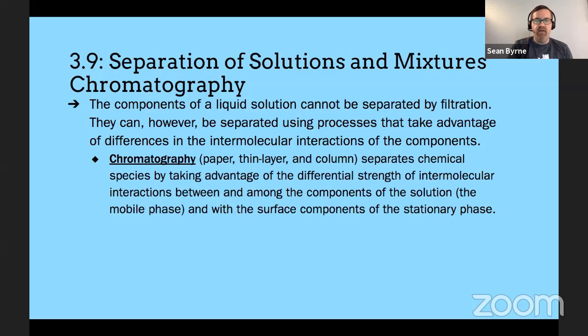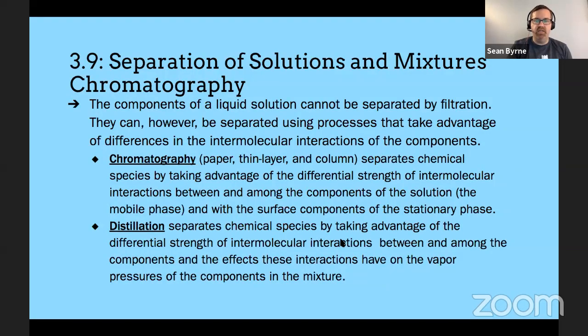First one is chromatography. There's a couple different forms of it. I'm going to speak today mostly about paper chromatography, but we're going to look at the difference in the strength of intermolecular forces between the particles and the surface on which they interact. And then we're going to look at distillation, which looks at the difference in the boiling points of substances in order to separate them out.